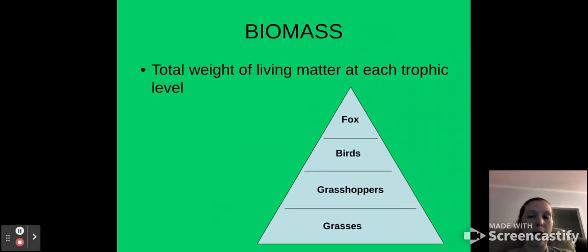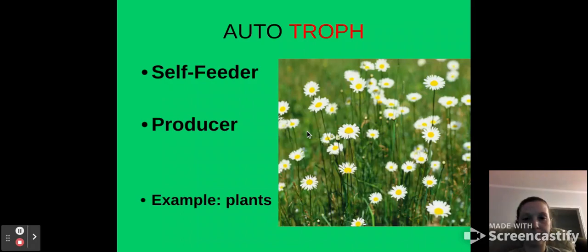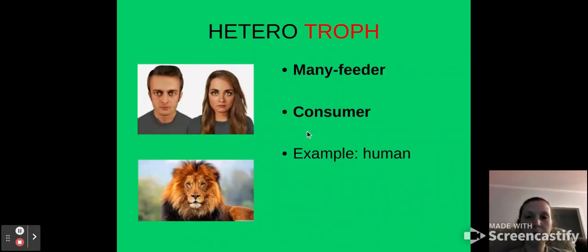And then biomass is the total weight of living matter in each trophic level. So you would obviously have least weight to most weight up top, usually, depending on what's in your food web. So let's talk again about autotrophs really quick. So remember, these are our producers because they make their own food. So we're looking at plants here, plants, algae, things like that.